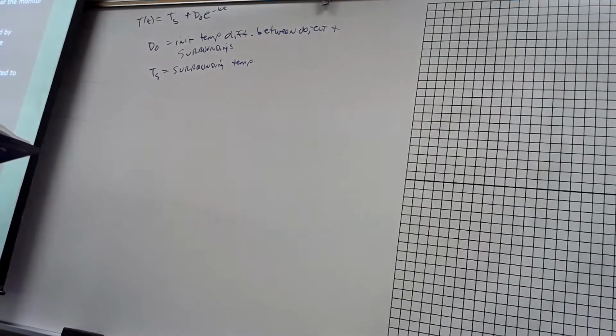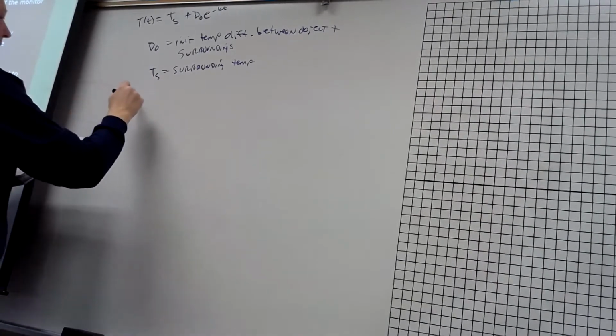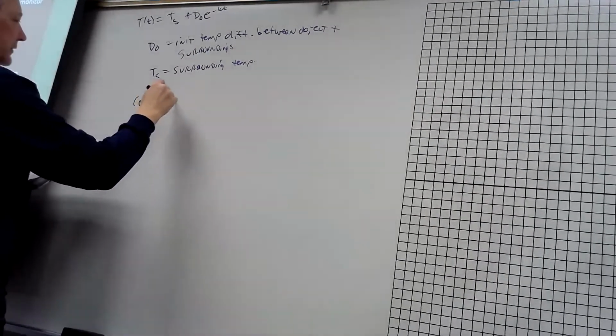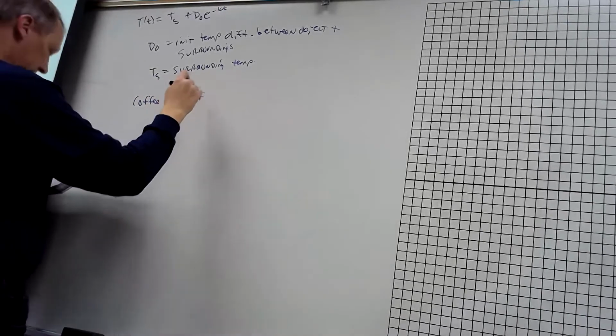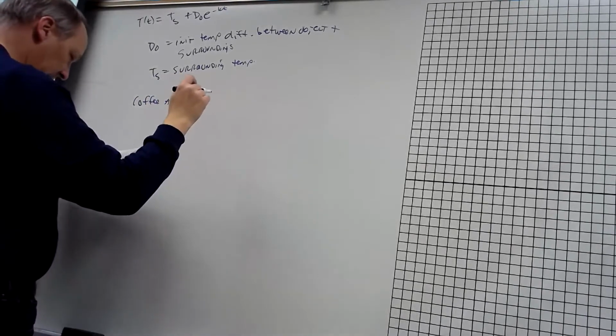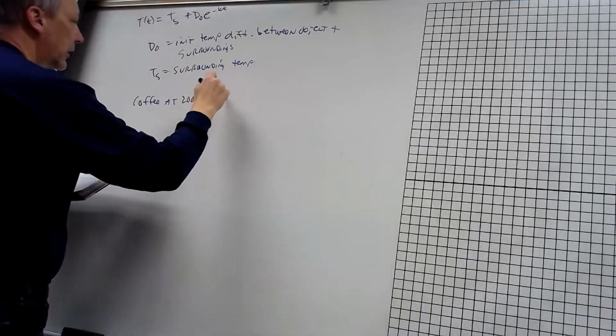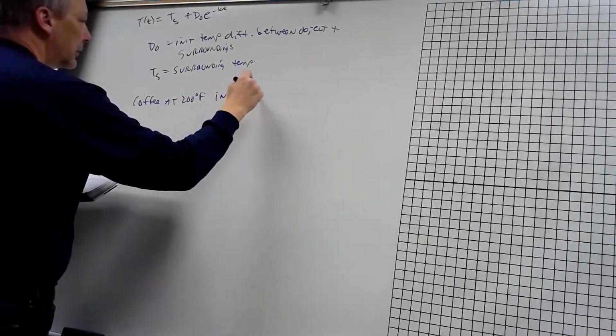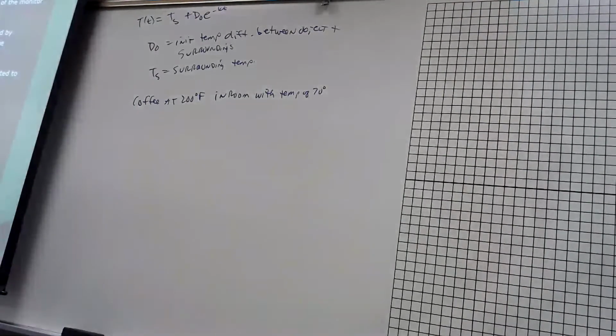Okay, so the example is you've got a cup of coffee at 200 degrees Fahrenheit placed in a room temperature of 70 degrees.